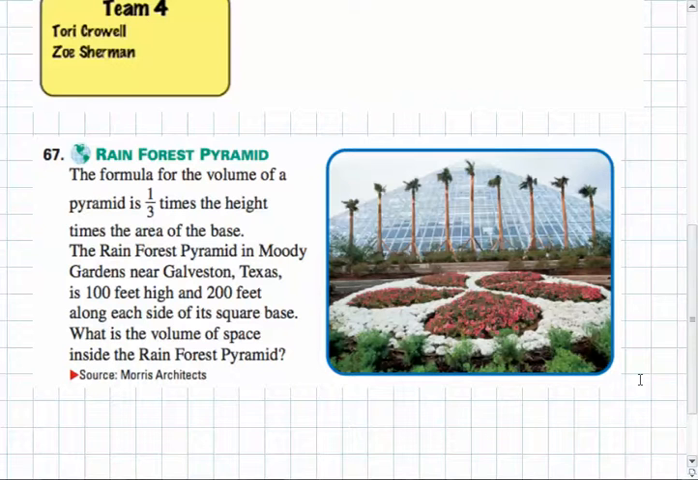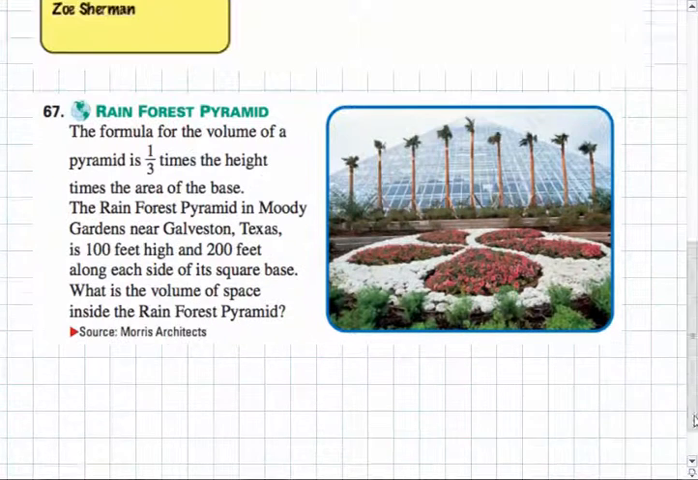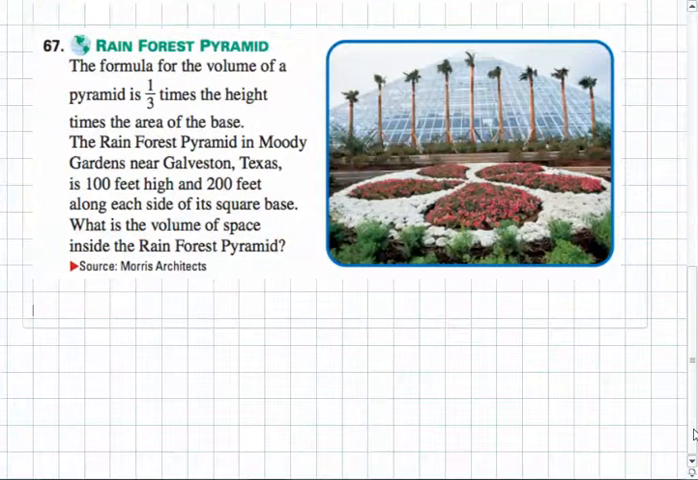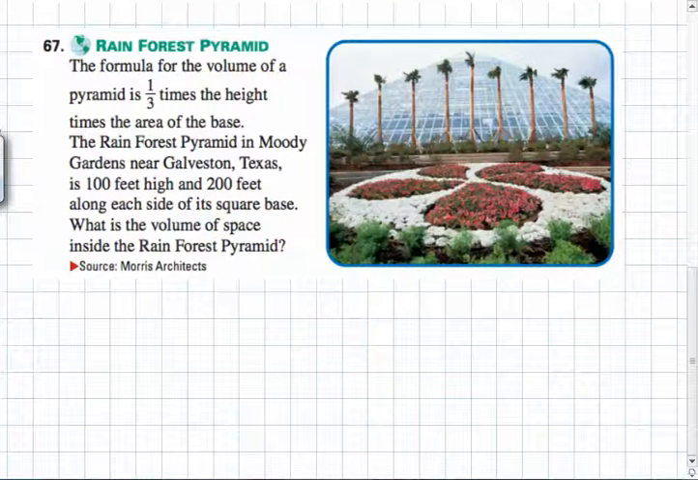Okay, the formula for the volume of a pyramid is 1/3 times the height times the area of the base. The rainforest pyramid in Moody Gardens near Galveston, Texas is 100 feet high and 200 feet along each side of its base. What is the volume inside the rainforest pyramid? So it tells you in verbal form the formula, 1/3 times the height times the area of the base. So how would you translate that into a formula?